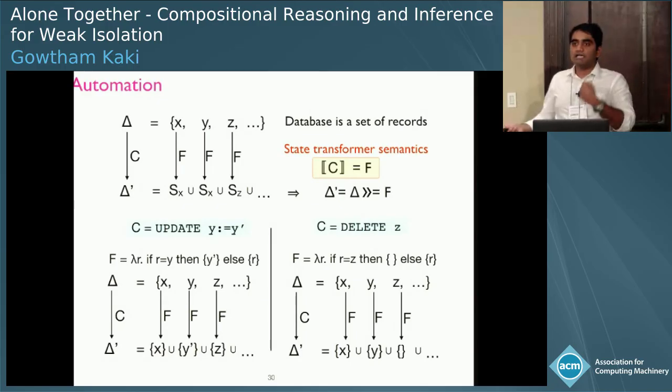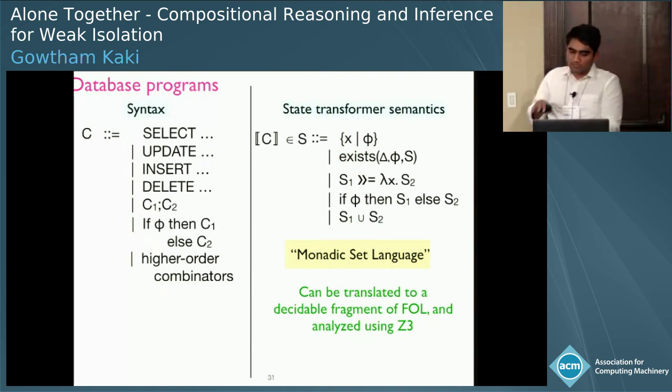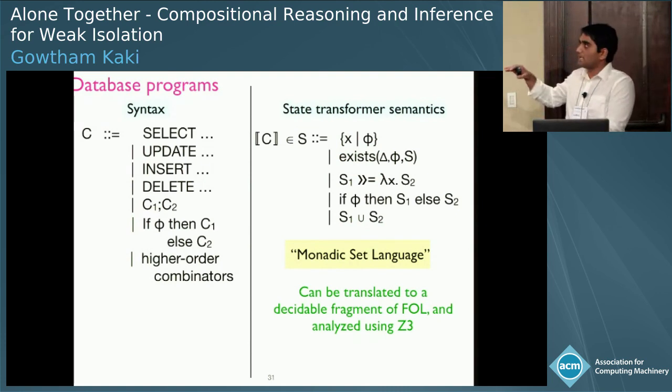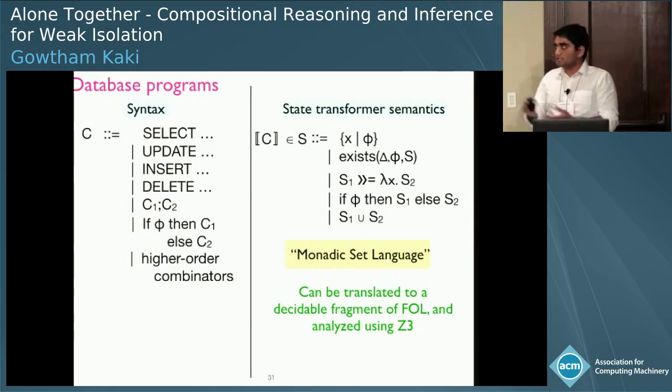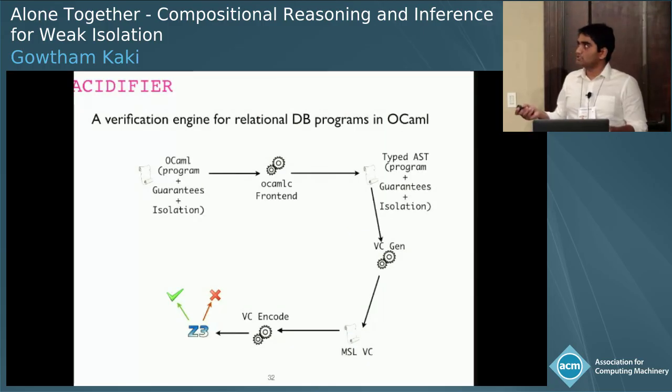It indeed helps us in automated verification, because we can map the database programs to a small, well-defined logical language that consists of sets and set monads and bind operation and union and other functions, which we call the monadic set language. So the advantage of the monadic set language is that we can translate it to a decidable fragment of first order logic, which can be analyzed using solvers such as Z3. So we have in fact implemented this approach of reasoning about database programs in terms of the set monad. We call the tool ascertifier.